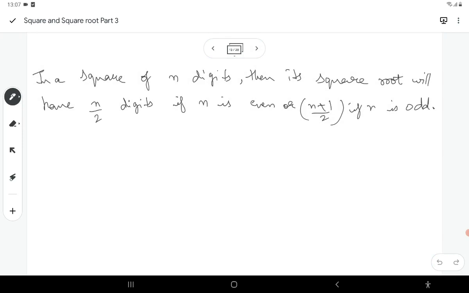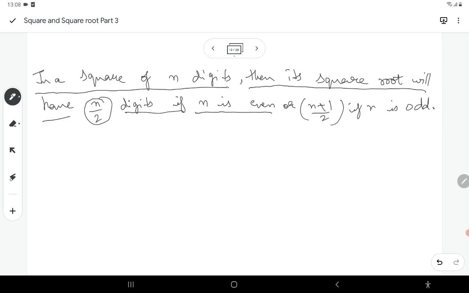Now there is another concept also, which says that if a square has n digits, then its square root will have n by 2 digits if n is even, or (n plus 1) by 2 digits if n is odd.